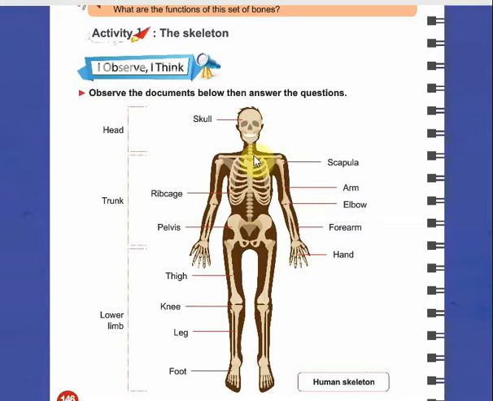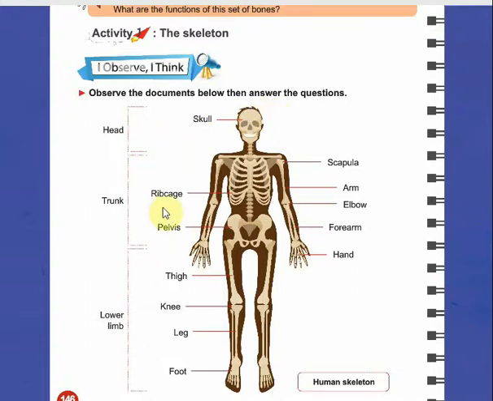You know that the human skeleton is made up of three main parts. First, we have the head. Then we have the trunk, this is the trunk, and we have the limbs third, the upper limbs and the lower limbs. Okay, first we have the head. In the head we have the skull.